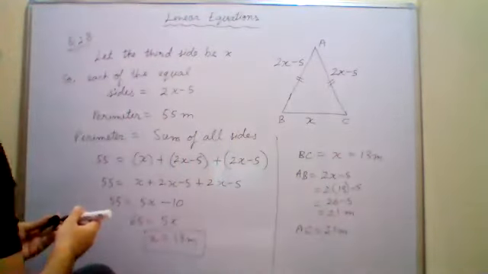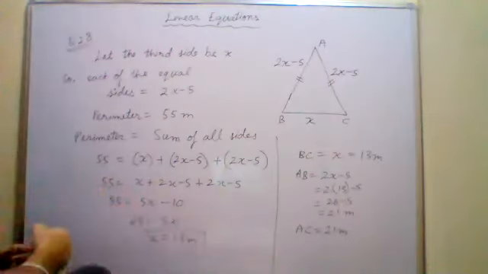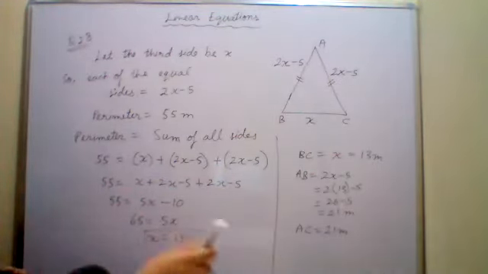Because both the sides are equal. So 13 meters and 21 meters. These are the other equal sides. Clear to all of you?